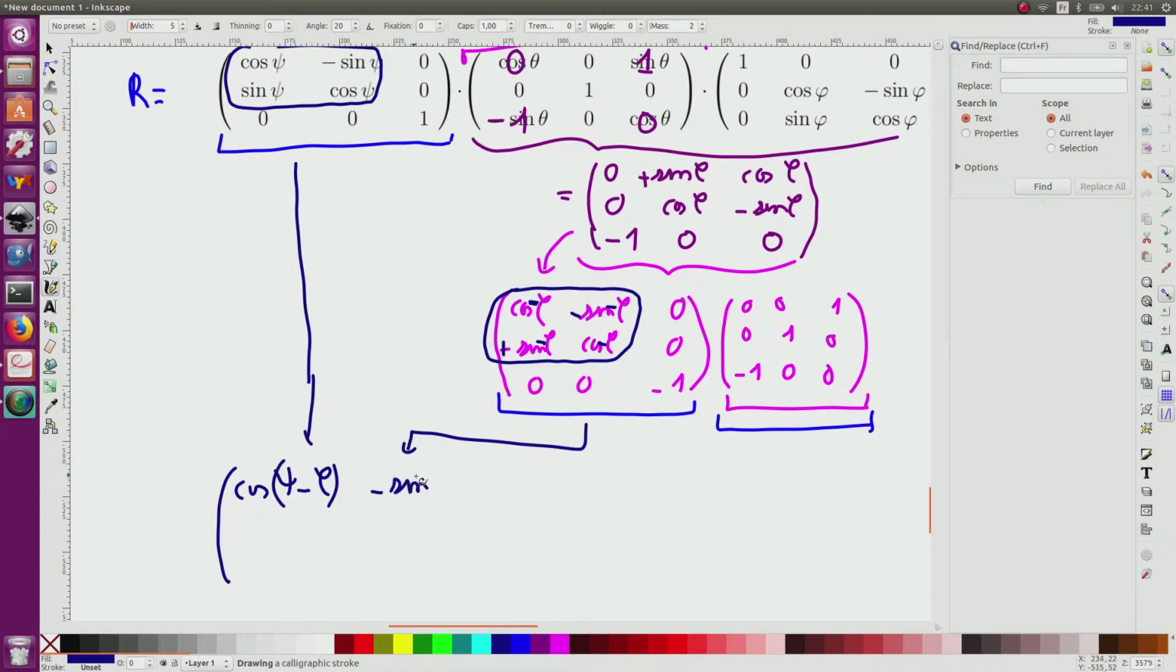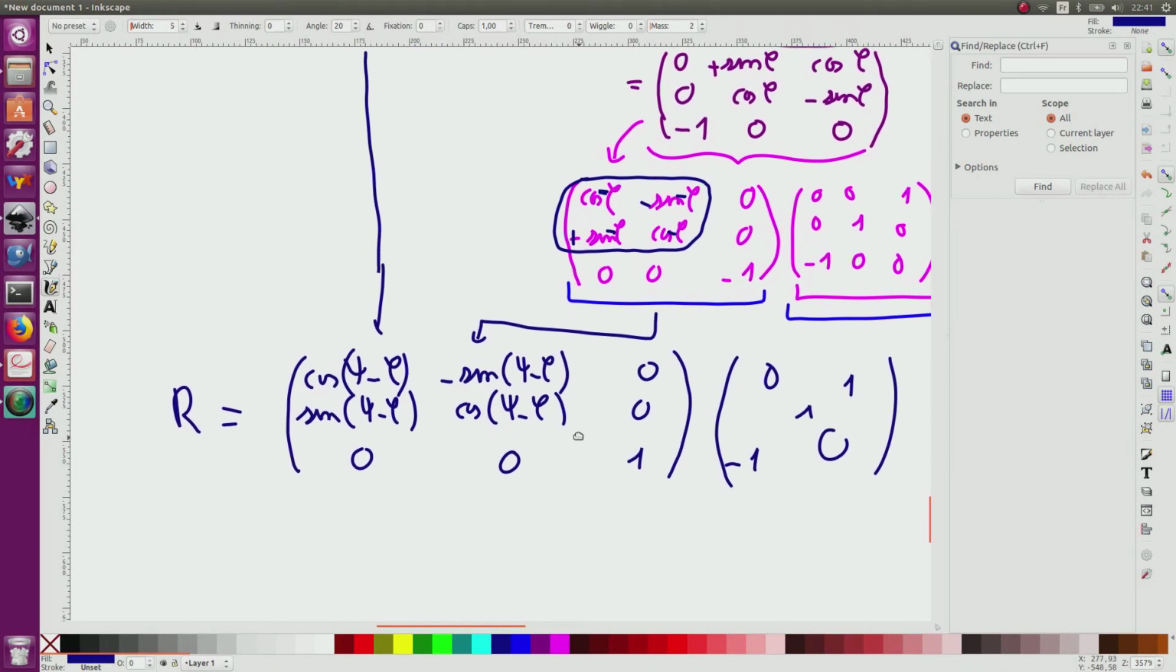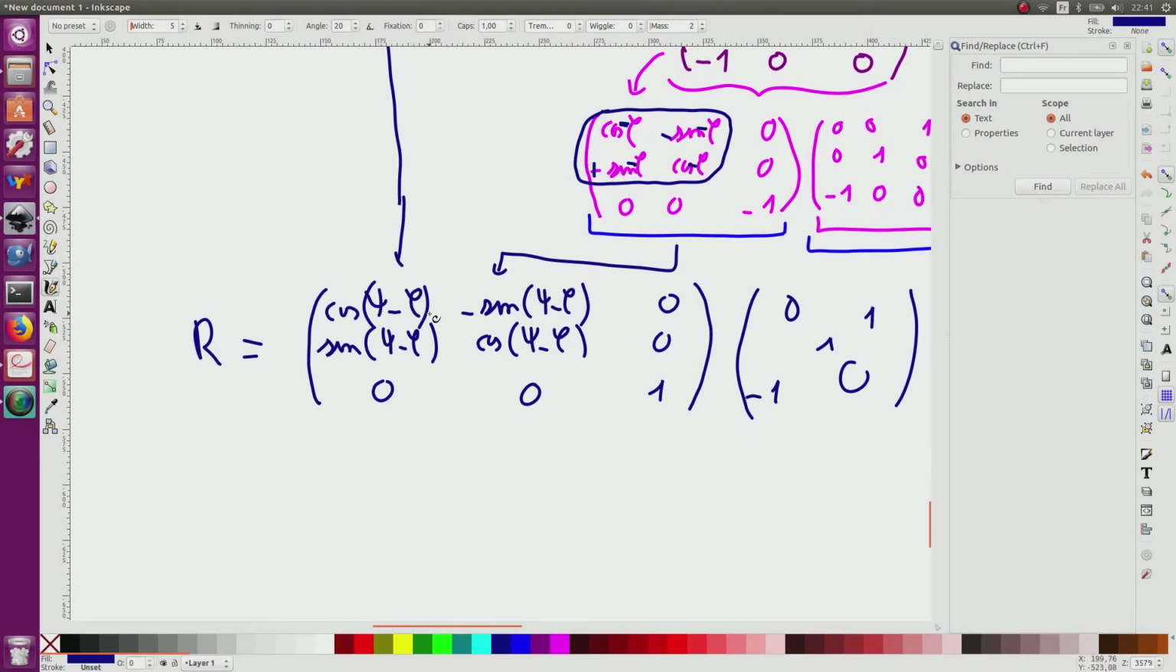Minus sine of psi minus phi, 0. Sine of psi minus phi, cos psi minus phi, 0, 1, 0, and 0. And of course, multiplied by minus 1, 1, 1, 0 here to get my initial Euler matrix. In this case, we can see that psi and phi play a similar role.